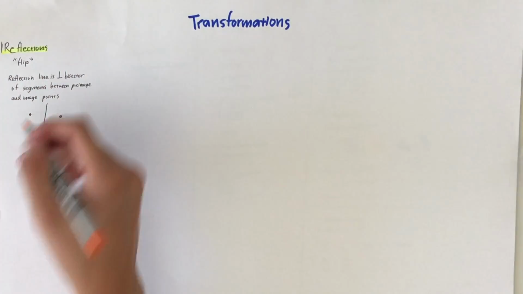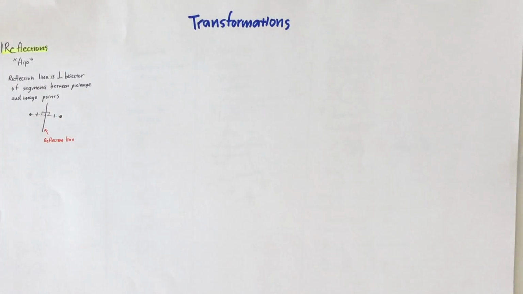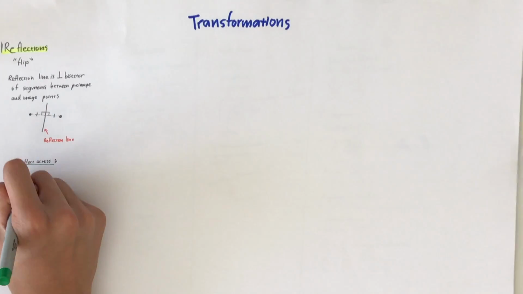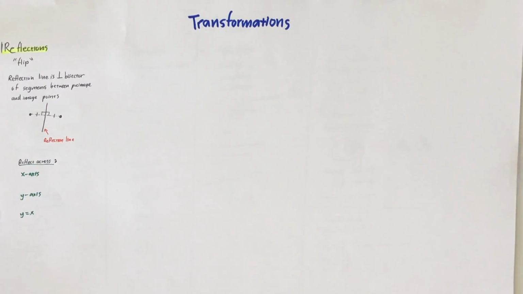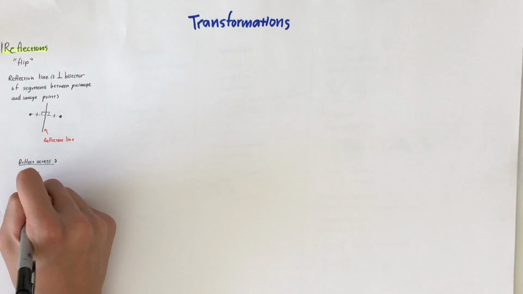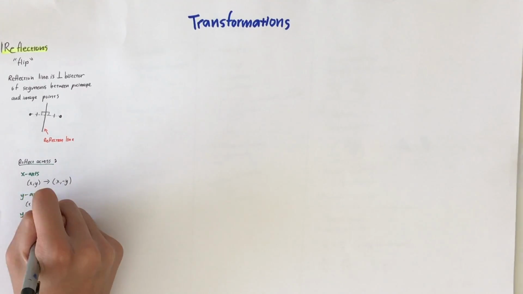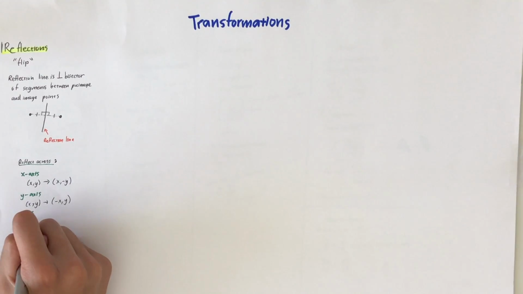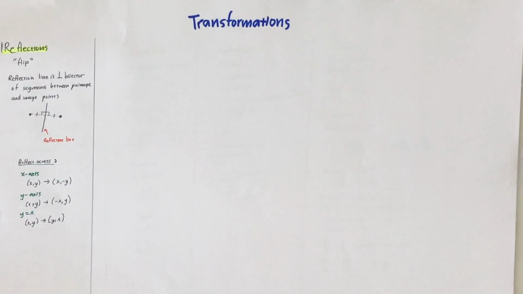So if you have 2 points, then the line of reflection is going to be perpendicular and bisect the segment that connects those 2 points. There are some special lines of reflection on the coordinate plane: the x-axis, y-axis, and y equals x. If you're reflecting across the x-axis, then (x, y) turns into (x, -y). If you're reflecting across the y-axis, then (x, y) turns into (-x, y). And if you're reflecting across the line y equals x, (x, y) turns into (y, x).